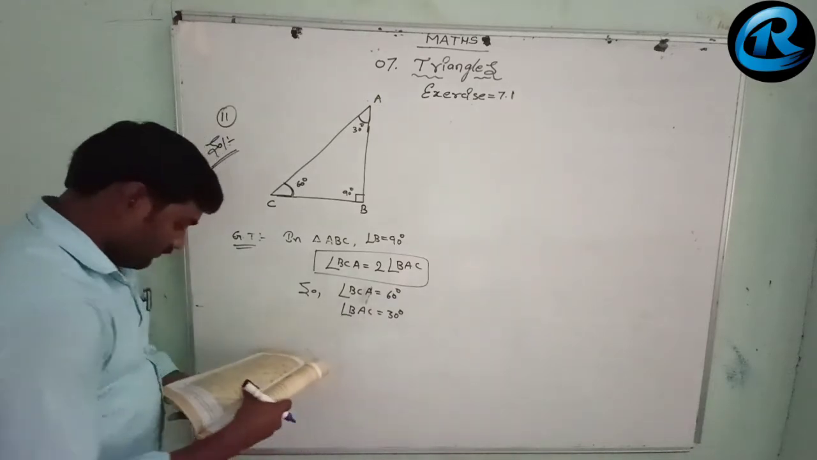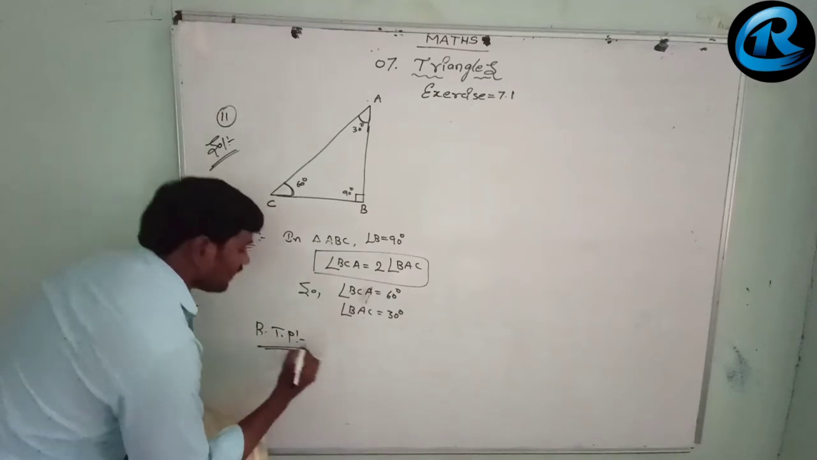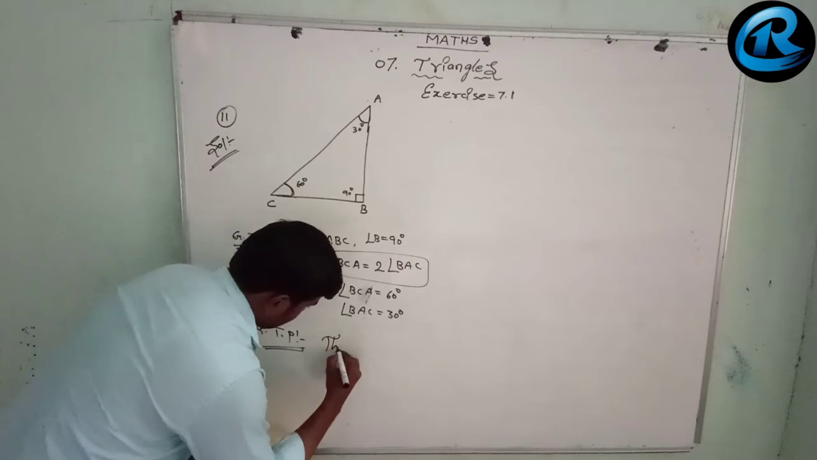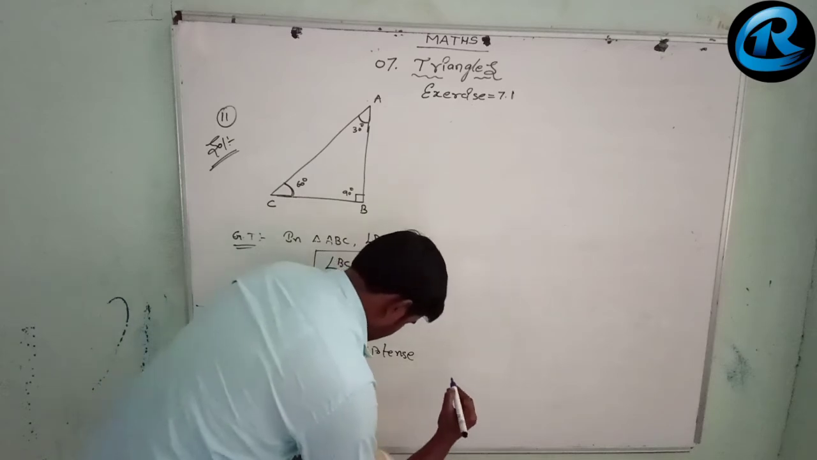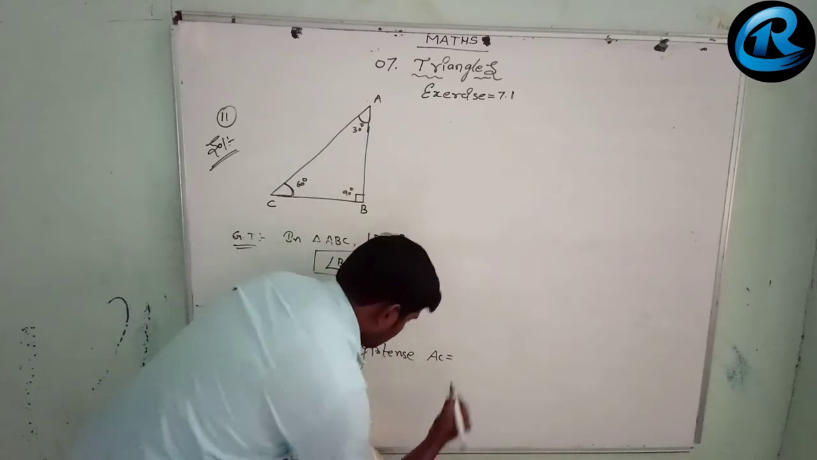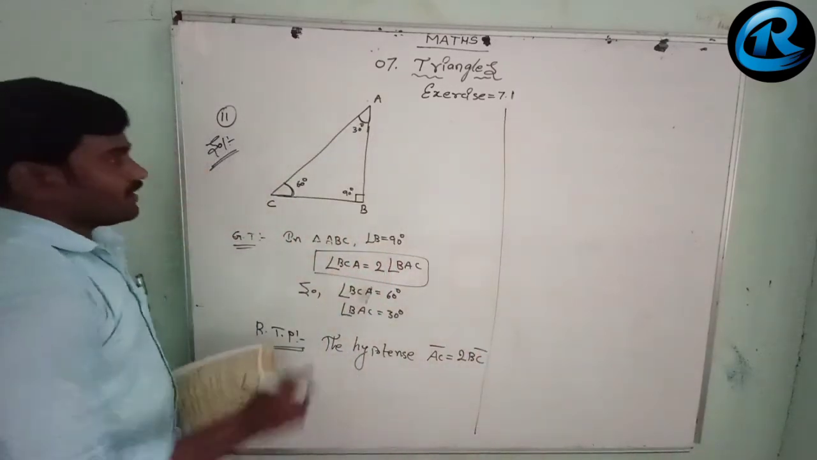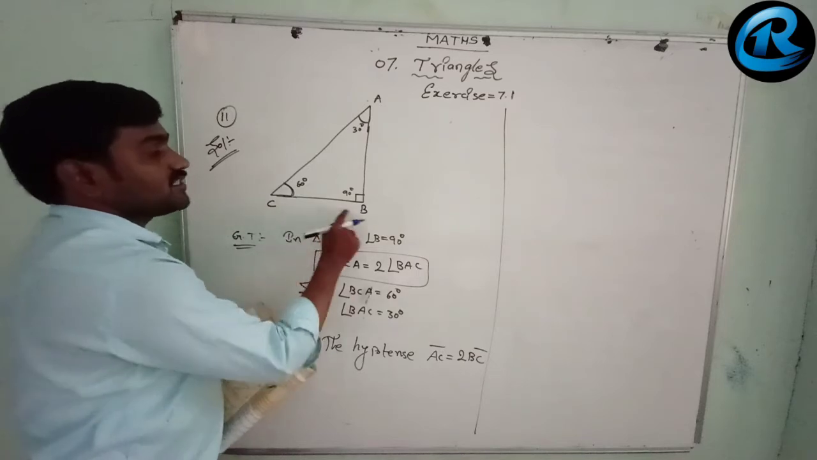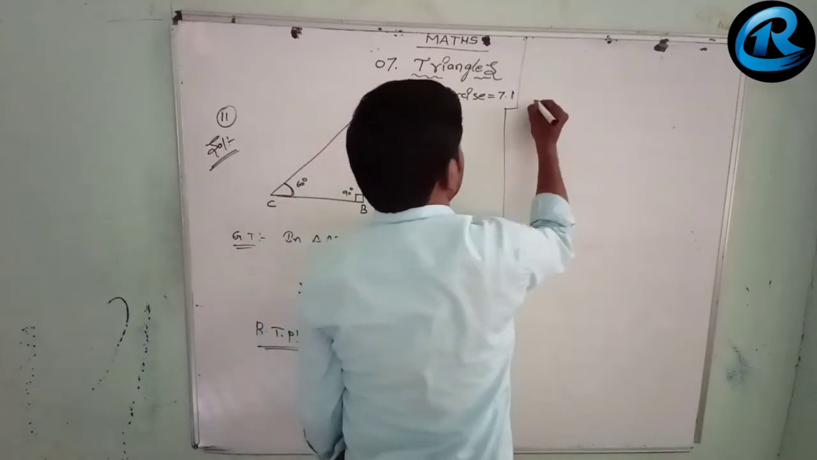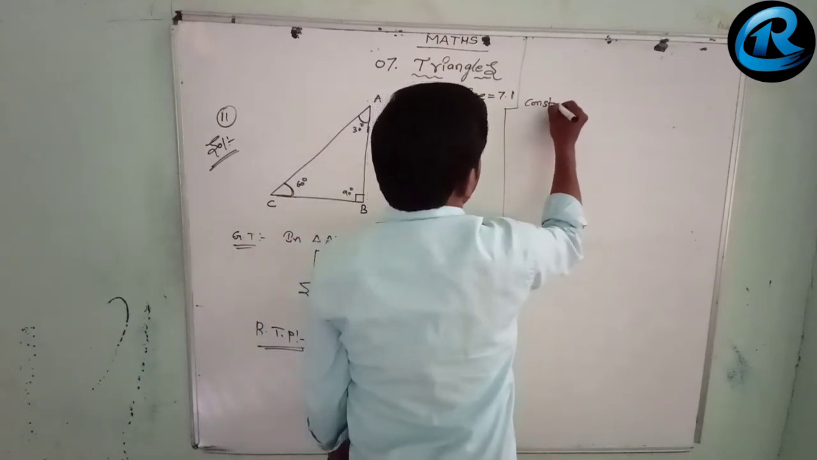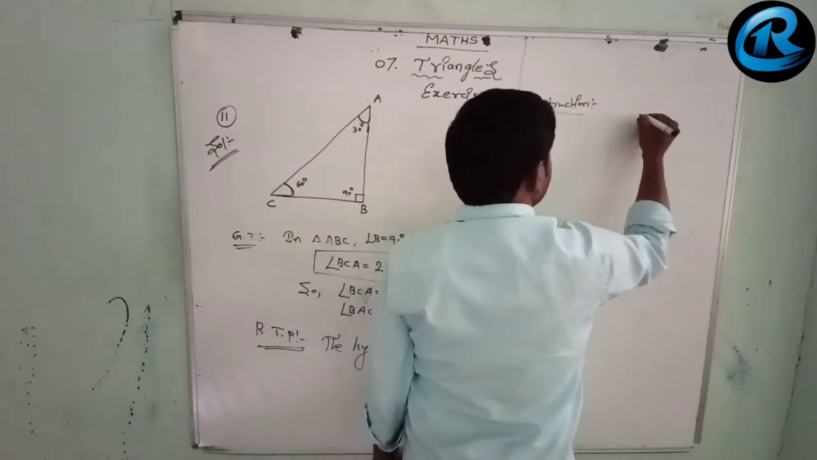And show that the hypotenuse AC equal to 2BC. ఈ AC అనేది twice of the BC ఉంటుందని చూపించాలి. So how can we prove that? By simple construction we will make it here. Some more construction is required for the given question. Let me take the question like this.